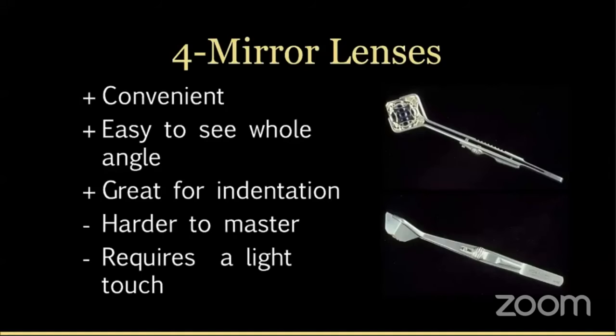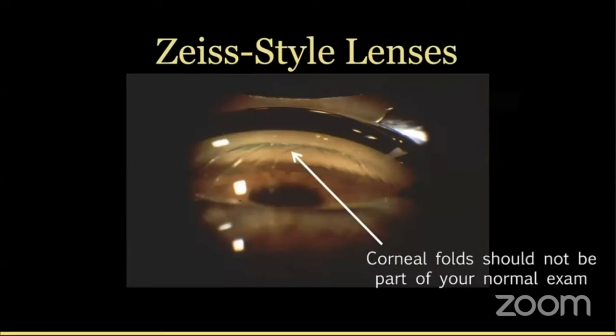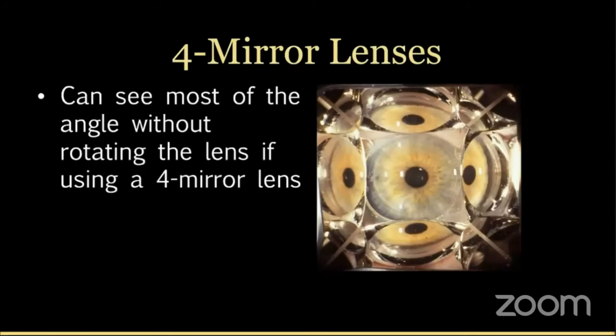The downsides are that it's a little bit harder to master than the Goldmann style big lens, and it requires a very light touch. So seeing corneal folds should not be part of your routine exam. Again, you can see all four parts of the angle without moving the lens. If you just move it a few degrees, you can see all 360 degrees.